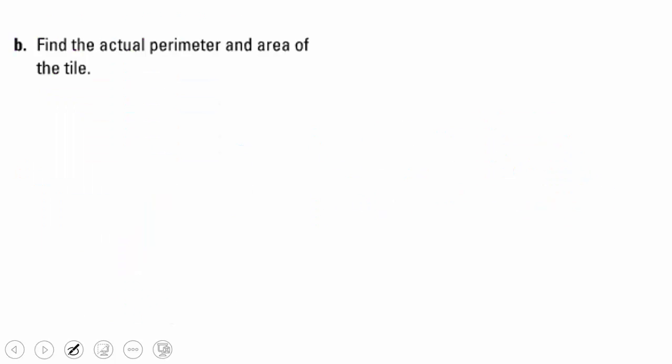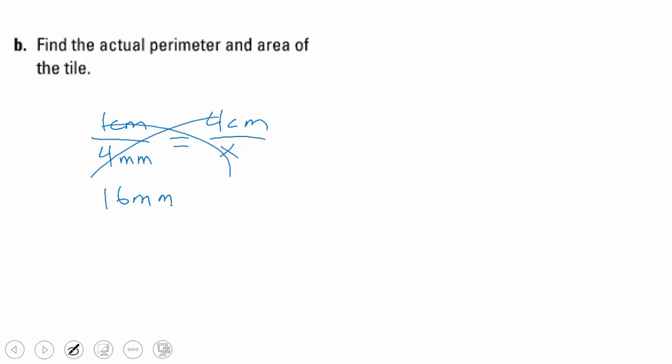It says find the actual perimeter and area of the tile. Well, we see that the ratio is 1 centimeter to 4 millimeters. If you don't understand that, there are actually 10 millimeters in a centimeter. So the actual one is a lot smaller. But then we have a 4 centimeter side, so how many millimeters is that? Well, when you do your cross products, that's 16 millimeters. So the side length of that tile is really 16 millimeters.